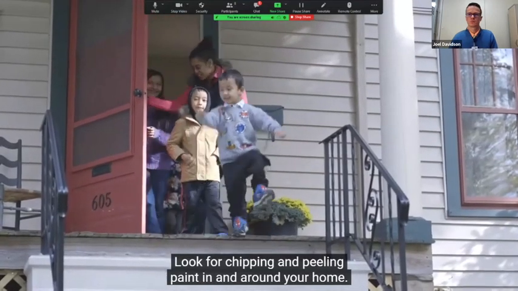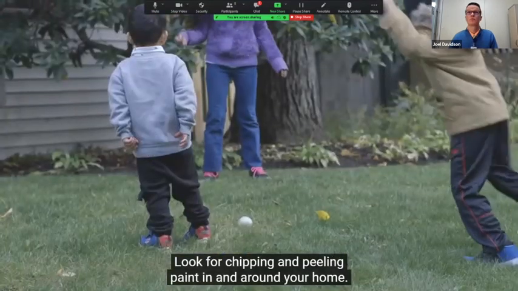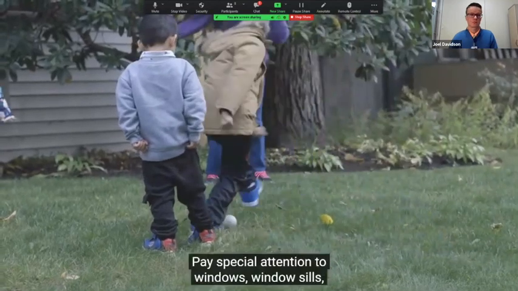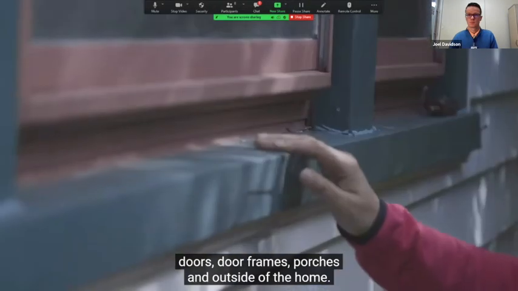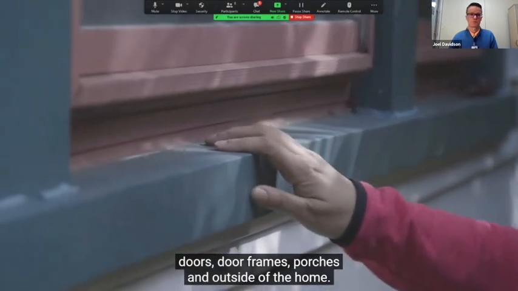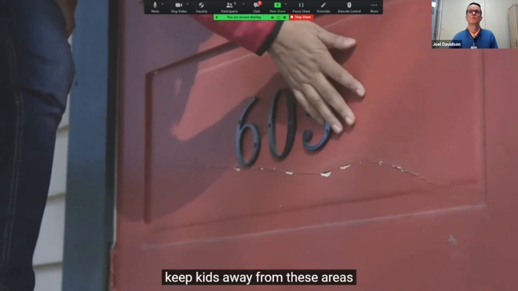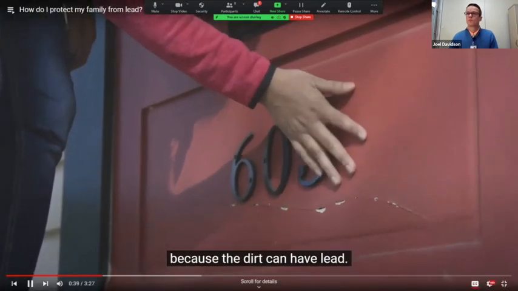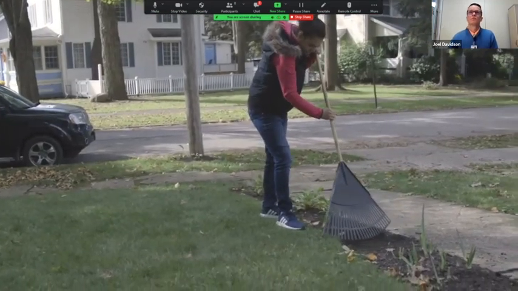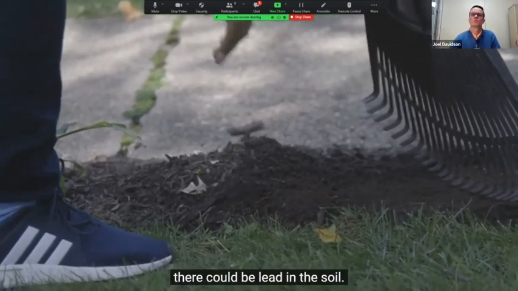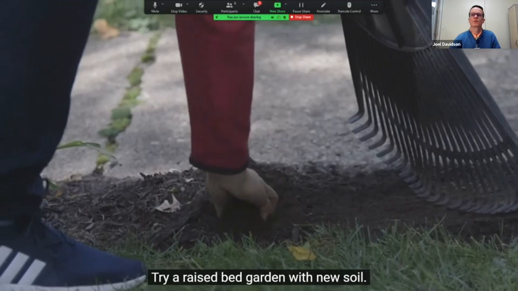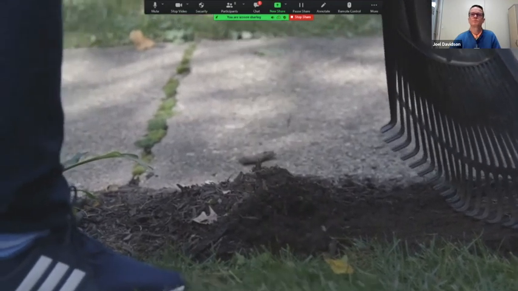Look for chipping and peeling paint in and around your home. Pay special attention to windows, windowsills, doors, door frames, porches, and outside of the home. If there is peeling paint, keep kids away from these areas because the dirt can have lead. If you live in an older home and use the original soil for gardening, there could be lead in the soil. Try a raised bed garden with new soil.